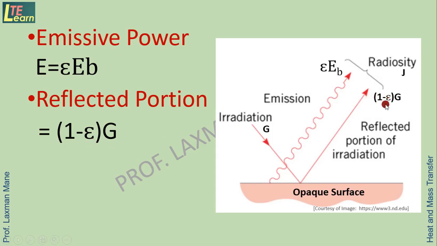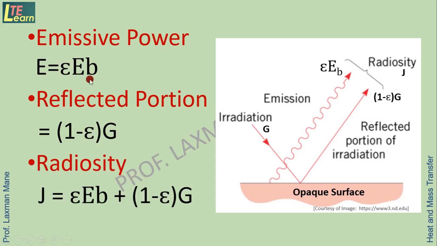In the last slide we have taken rho into G. So rho here we take as 1 - epsilon. Epsilon value is given in the numerical. So radiosity as per the definition is the sum of emissive power and reflected portion of irradiation. Radiosity is indicated by letter J. So J = epsilon EB + (1 - epsilon) G.